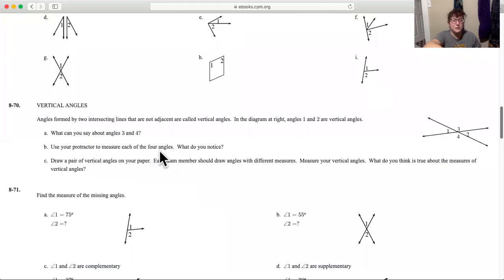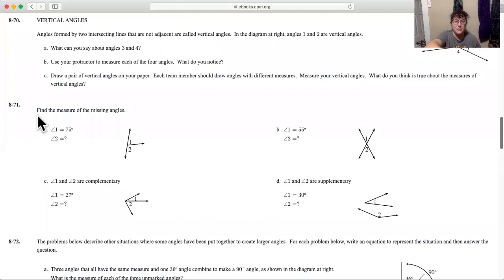Use your protractor to measure each of the 4. What do you notice? Well, you don't have a protractor. So what do you notice about any angles? Is there any ones that look the same or different? Then it says draw a pair of vertical angles on your paper. Each team member should draw angles with different measures. You're the only one drawing it, so maybe draw 2 different ones, but it's only asking you to draw 1. What do you think is true about the measures of vertical angles?